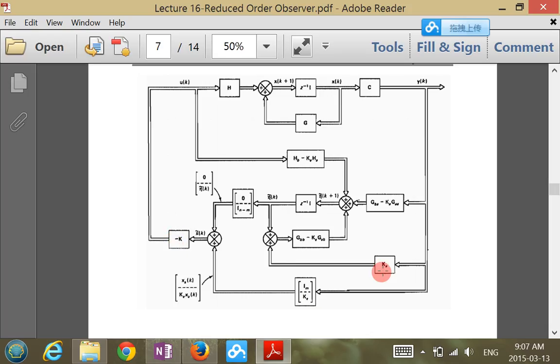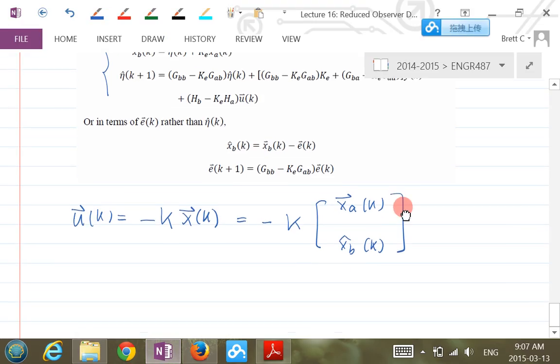And then the KE, this is the observer again. That has to be designed properly such that the observer will respond faster, not too slow, so that it can catch up with the actual states quickly. Then the feedback will make use of the estimation information. So take a look at this when you build a Simulink diagram, and that's all you are actually going to do.